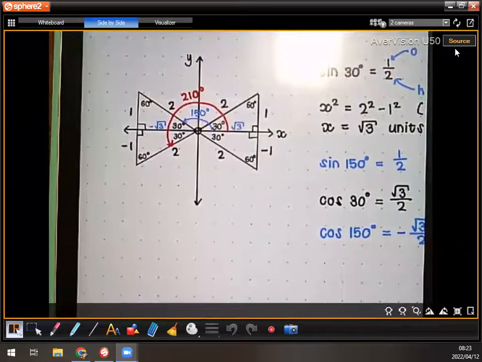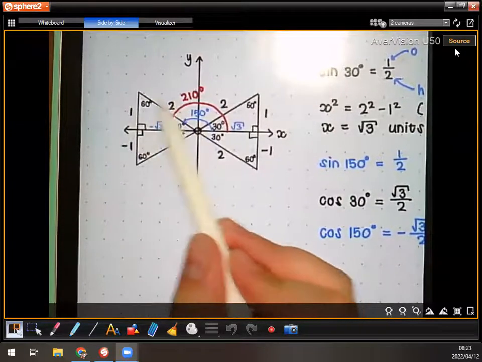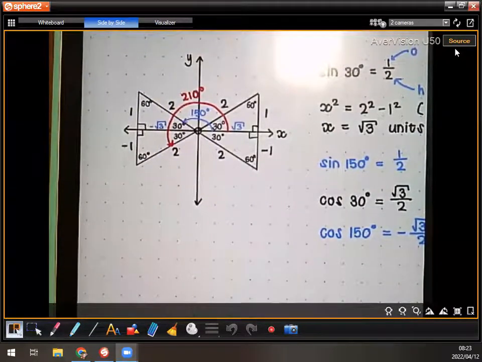So the blue one was for 150 degrees, which is in the second quadrant. But in the first quadrant, they are equal to each other because it's positive and opposite over hypotenuse. You get a half for each.